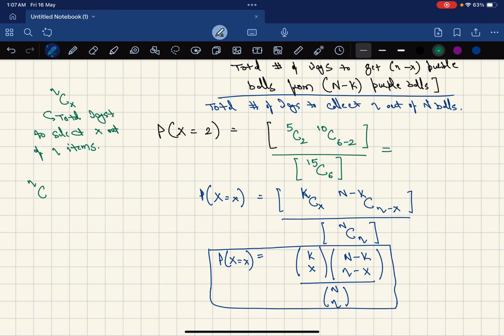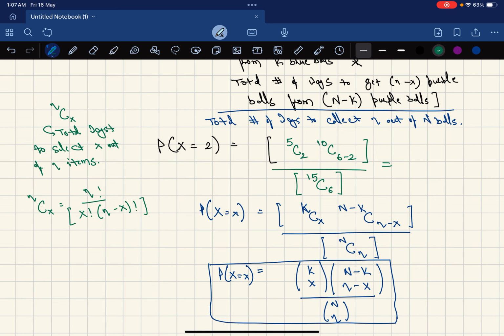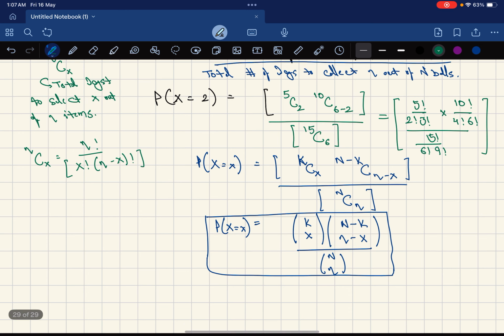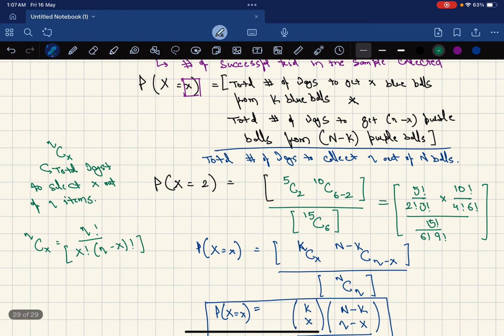Now if you remember, nCx, a combination operator, is computed as n factorial divided by x factorial times n minus x factorial. So this can be now calculated here as 5 factorial upon 2 factorial and 5 minus 2 is 3 factorial, multiplied by 10 factorial divided by 4 factorial and 10 minus 4 is 6 factorial. This whole divided by 15 factorial divided by 6 factorial multiplied by 9 factorial. So this is how we can calculate the probabilities in a hypergeometric distribution.